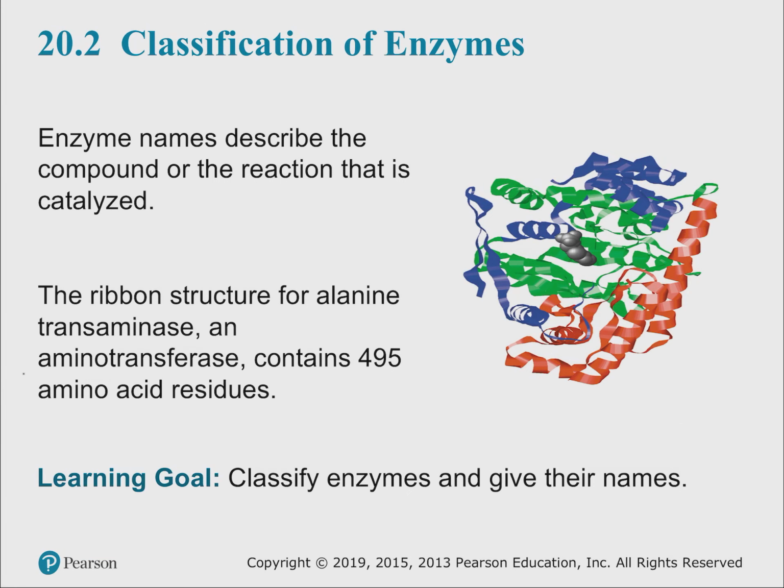All right, let's do some classification of enzymes. So enzyme names usually end in "ase." They usually describe either the reaction that they do or the substrate that they bind with. This is an example. This is alanine transaminase. It's an aminotransferase. That's the classification. So it tells you what it does. It transfers amino groups. Now the actual name of the specific enzyme is alanine transaminase.